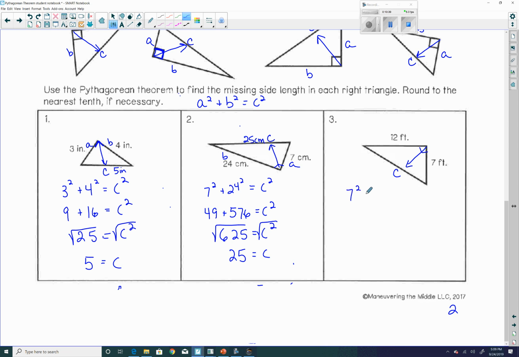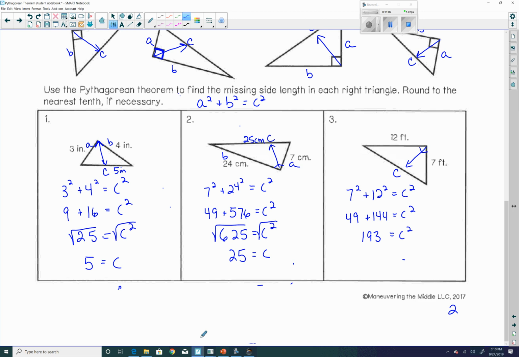Okay, 7 squared plus 12 squared equals c squared. 7 squared is 49. 12 squared is 144 equals c squared. 49 plus 144 is 193 equals c squared. 193 is not going to be on our square root table because it is not a perfect square.